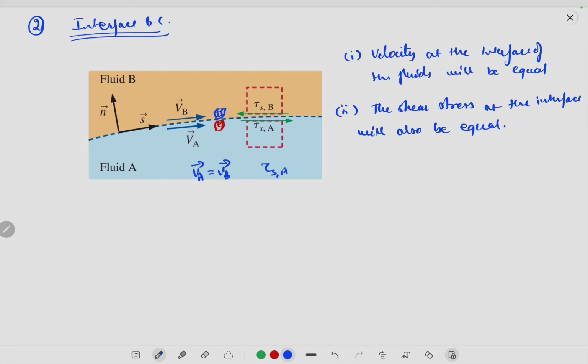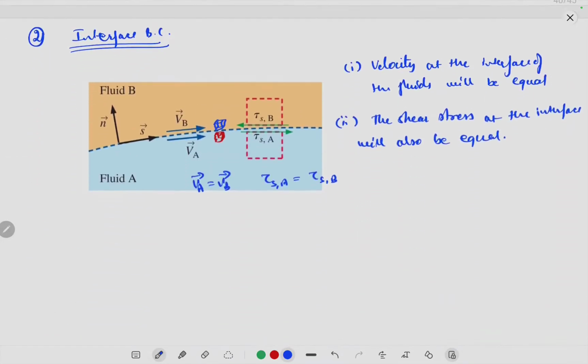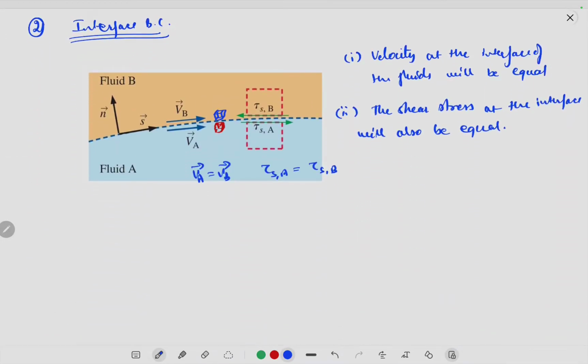So in this case, tau_s on the fluid parcel corresponding to fluid A will be equal to tau_s corresponding to the fluid parcel B. Okay, so these were the boundary conditions that are commonly encountered in fluid flow analysis, and particularly we'll be using the no slip boundary condition to solve some problems. So let's use the equations that we derived and these boundary conditions to solve some problems.